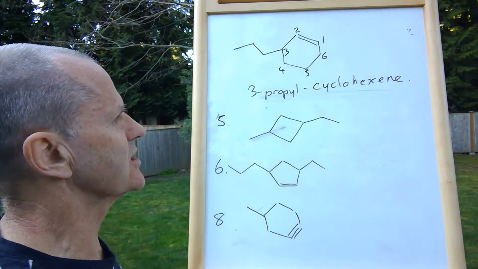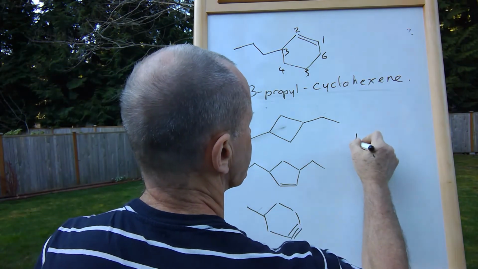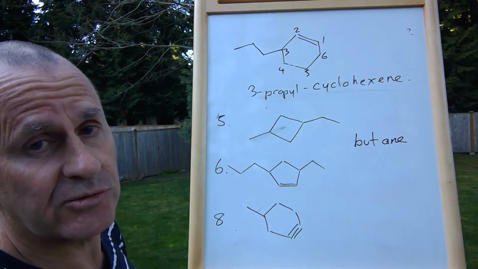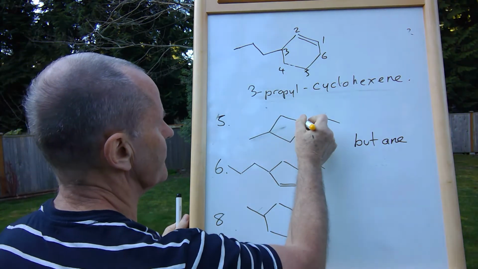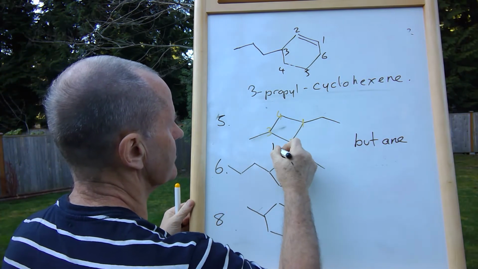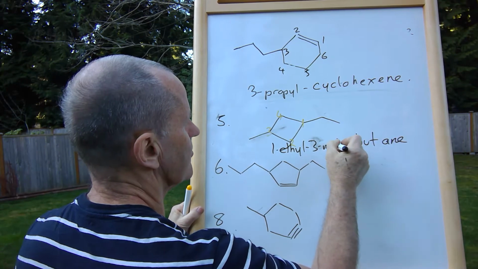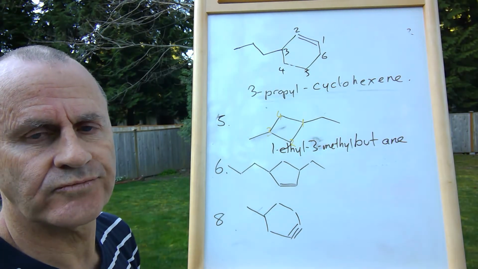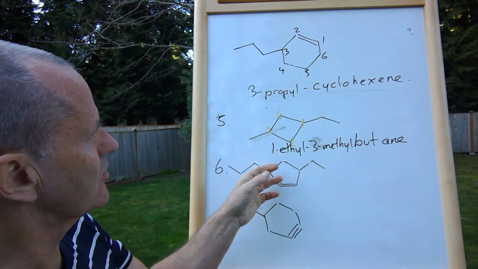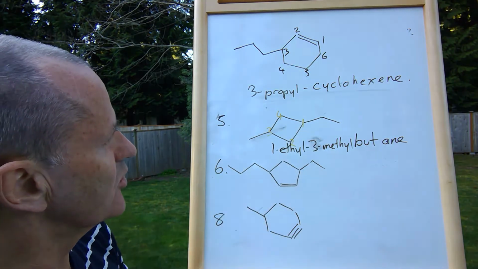So let's have a look at some of the ones we've got, such as this one. So the first thing we do is look at the ring. 1, 2, 3, 4, and that's but. Only single bonds, so it's ane. And then we have to work out how to number them. So that's probably the most interesting feature here. 1, 2, 3, 4. And so that will be 1 ethyl, 3 methyl butane. Nice. There would be nothing really wrong with numbering it this way, 1, 2, 3, 4, and calling it 3 ethyl 1 methyl butane. I don't think anyone would fault you for that, but this is the more normal way.